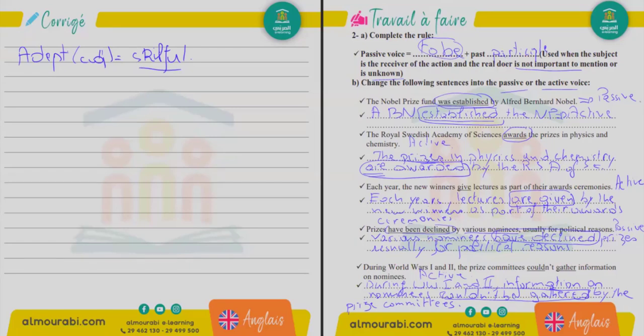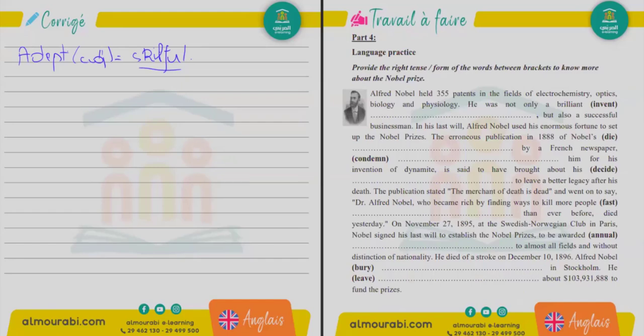Any questions, please, about that passive voice? All right, good. Let's move to the last part, the language practice here. Let's finally read about Nobel Prize and put in the right forms or tenses. Anyone to start reading? Yes, Yasin.